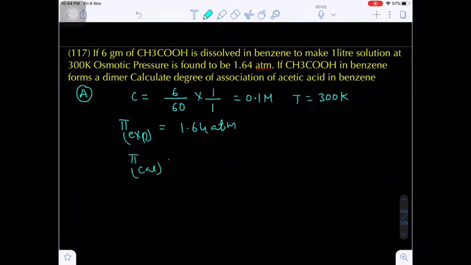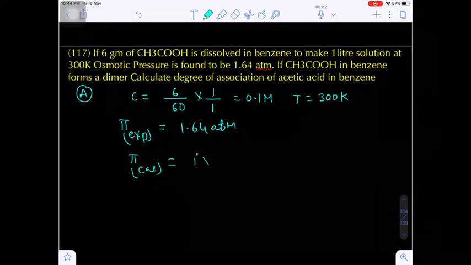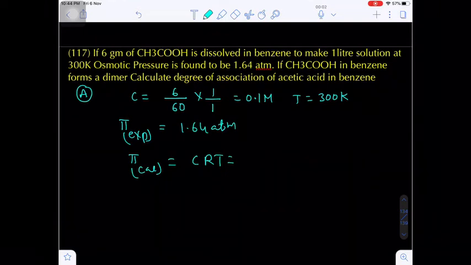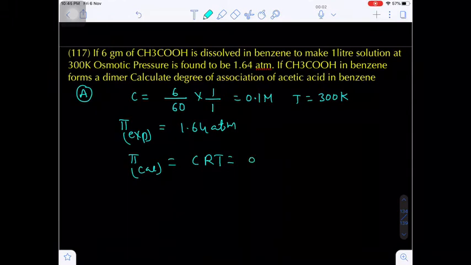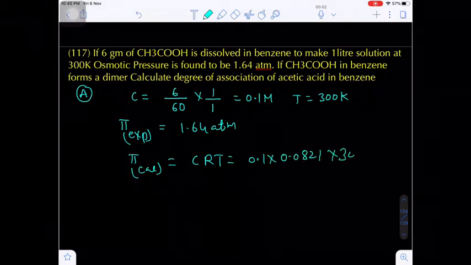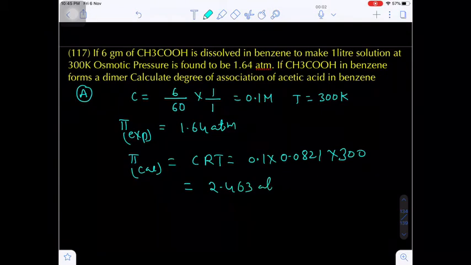The calculated osmotic pressure is π equal to, what I am writing here, CRT. Here actually it is iCRT, otherwise you can take CRT. Okay, 0.1 concentration, R value 0.0821 into 300. I am not using the Van 't Hoff factor iota. Okay, this is the value, 2.463 atmosphere. Are you getting my point?